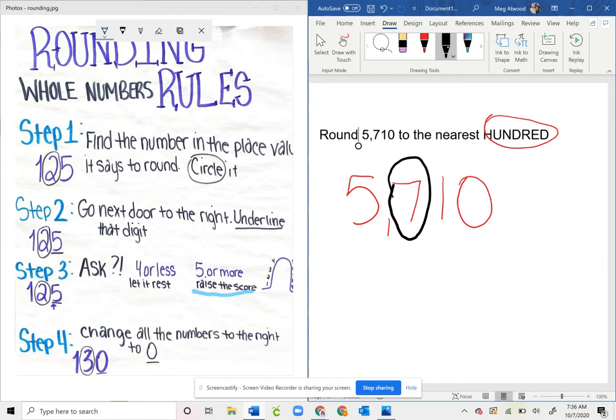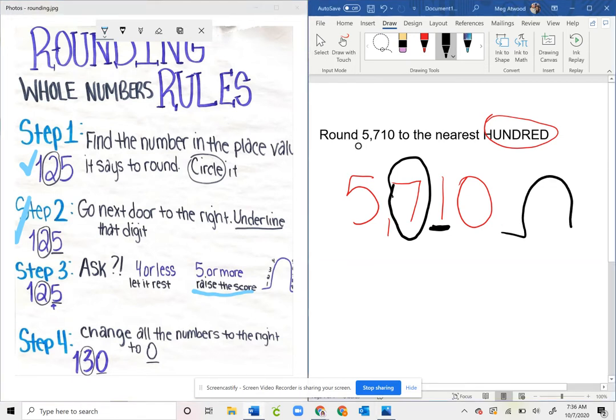So let's say my next step. Go right next door to the right and underline that digit. Okay, right next door to the right is this 1. I'm underlining it. Okay, so I have step 1 and step 2 done. Step 3 says ask yourself, is that number that you just underlined 4 or less or 5 or more?